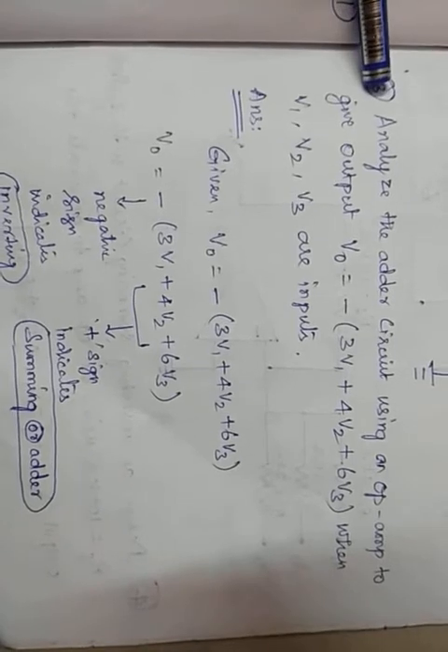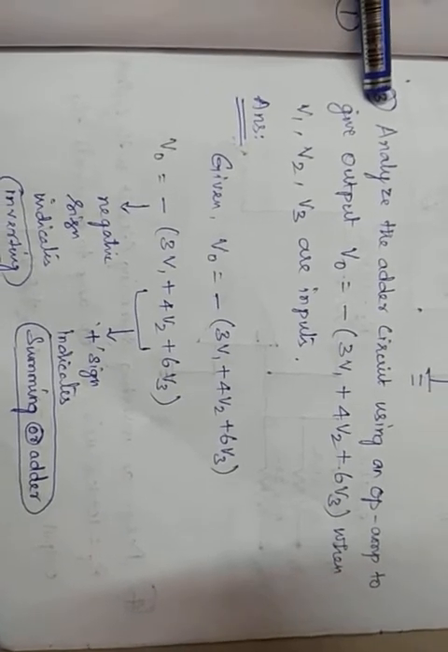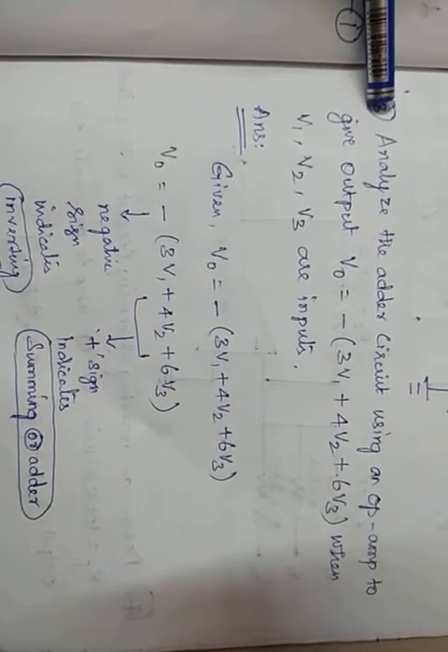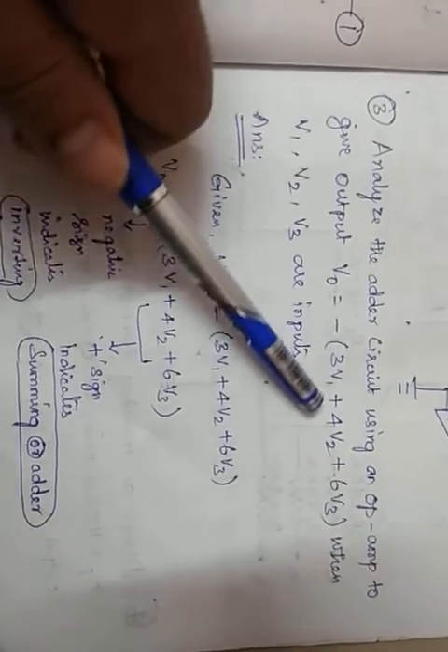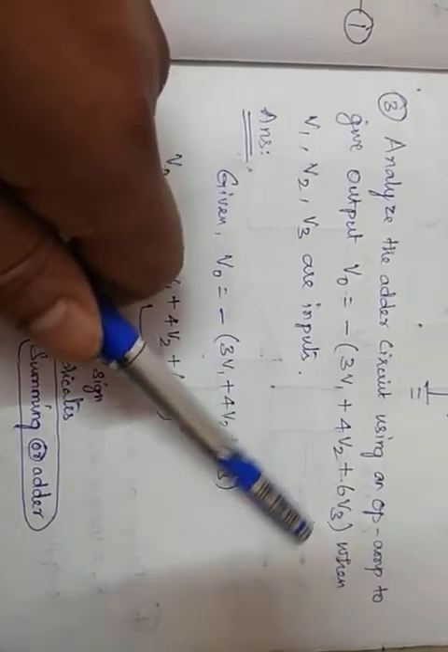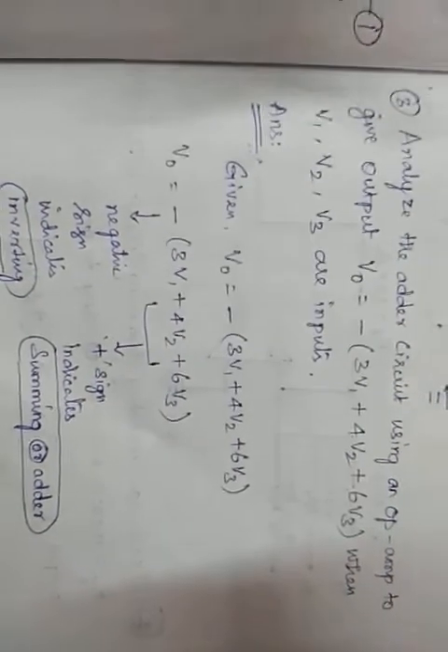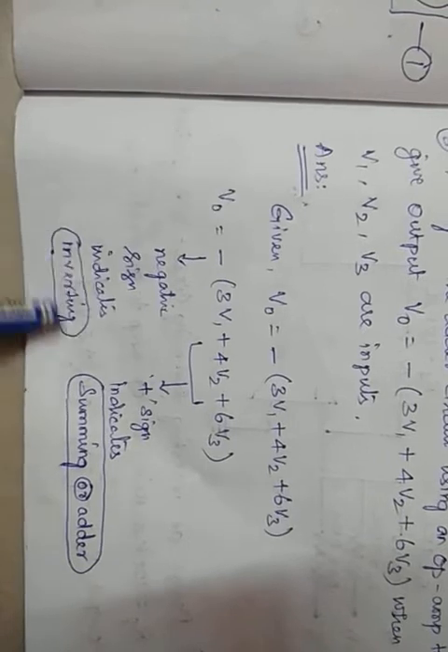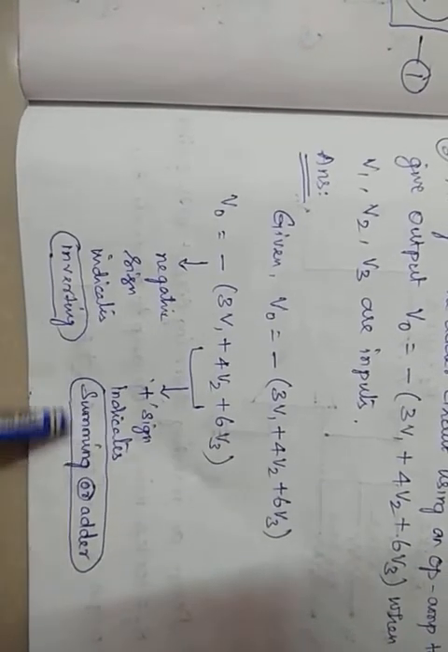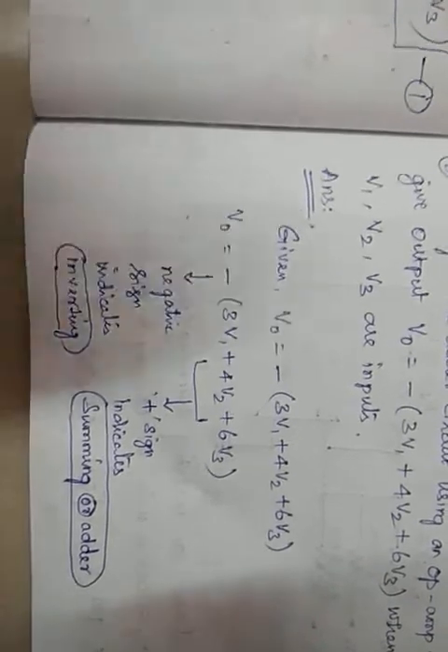The first problem is: analyze the adder circuit using op-amp to give output Vout equal to minus 3V1 plus 4V2 plus 6V3, when V1, V2, V3 are inputs, right? So the Vout value is given. From this we already know the negative sign indicates that it is inverting, and the plus V1 plus V2 plus V3 indicates that it is a summing circuit.